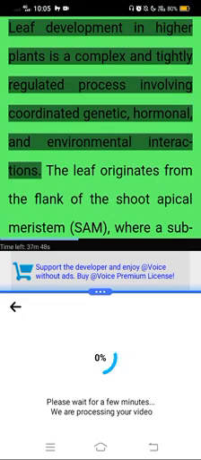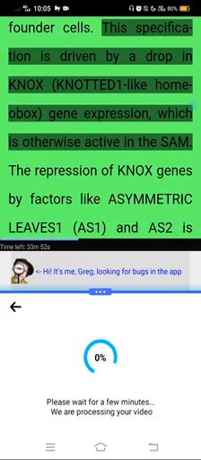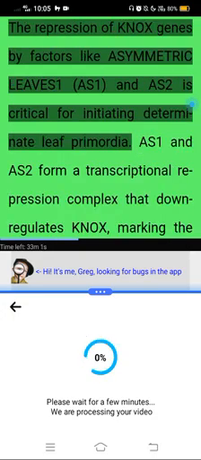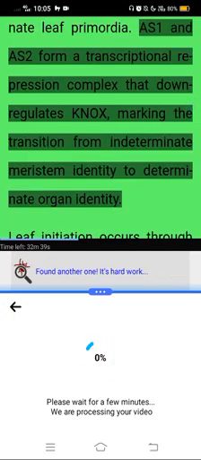Leaf development in higher plants is a complex and tightly regulated process involving coordinated genetic, hormonal, and environmental interactions. The leaf originates from the flank of the shoot apical meristem, where a subset of pluripotent stem cells become specified as leaf founder cells. This specification is driven by a drop in KNOX, knotted-1 like homeobox gene expression, which is otherwise active in the SAM. The repression of KNOX genes by factors like ASYMMETRIC LEAVES1, AS1, and AS2 is critical for initiating determinate leaf primordia. AS1 and AS2 form a transcriptional repression complex that downregulates KNOX, marking the transition from indeterminate meristem identity to determinate organ identity.